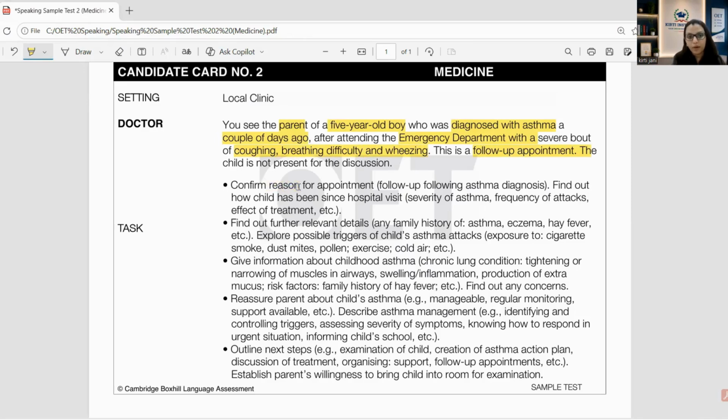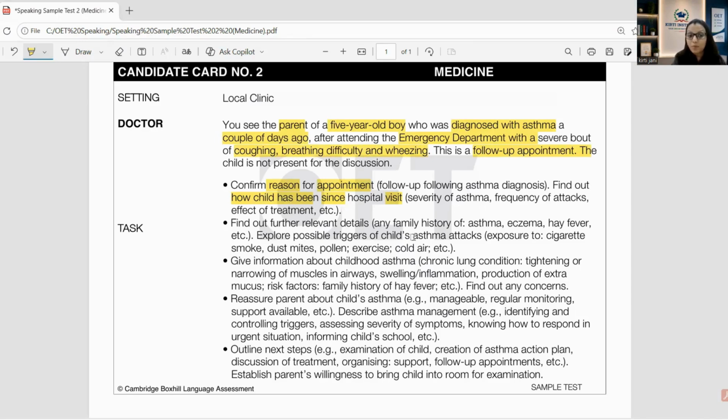So, confirm reason for appointment. This point is about the reason for appointment, and the reason is already given in the bracket: following asthma diagnosis. Okay, find out how the child has been since the hospital visit. Yes, and what kind of response are we expecting from the parent? The parent will inform us about the severity of the asthma, frequency of attacks, and effect of treatment. If we don't get these answers, we'll prompt the parent to speak on it.